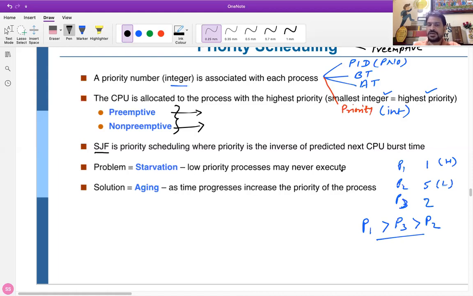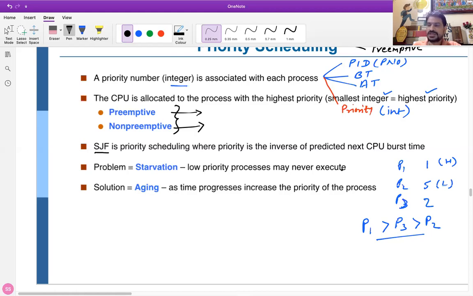If we are not using the preemptive flavor of priority scheduling, if you are using non-preemptive priority scheduling, then what will happen is that process will execute its burst time, then the new process which has the higher priority will get the chance. Again, let's say at some point of time, a process came which has the higher priority, so that process will be getting the chance.